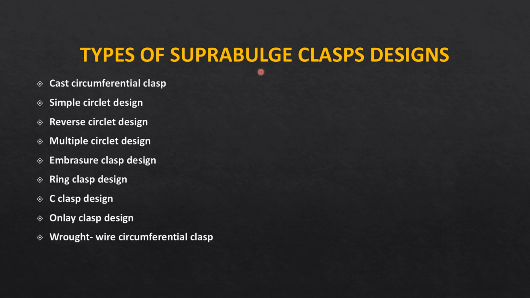So, based on this, the first and most simple form is known as a C clasp or a cast circumferential clasp or a simple circlet clasp. Second is a reverse circlet clasp. Then we have multiple circlet clasp. We have embrasure clasp. We have ring clasp. We have onlay clasp, and we have rod wire circumferential clasp or a combination clasp.